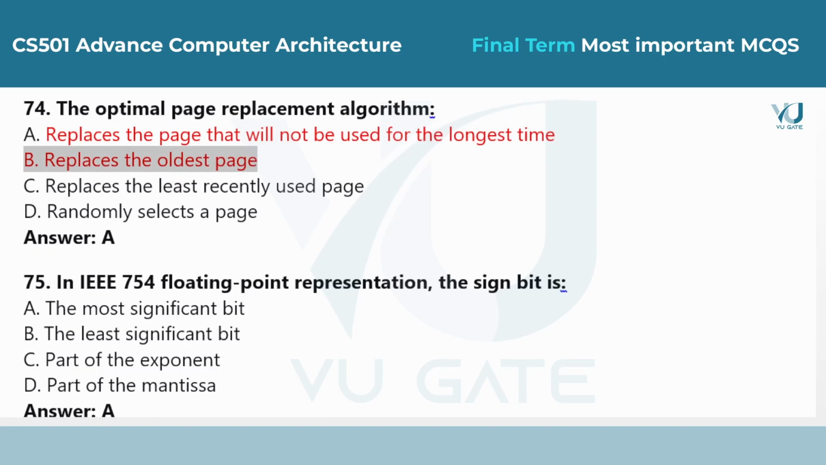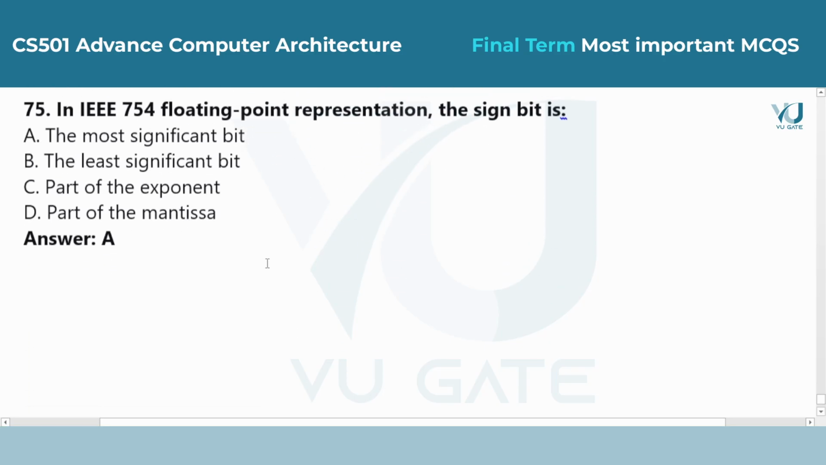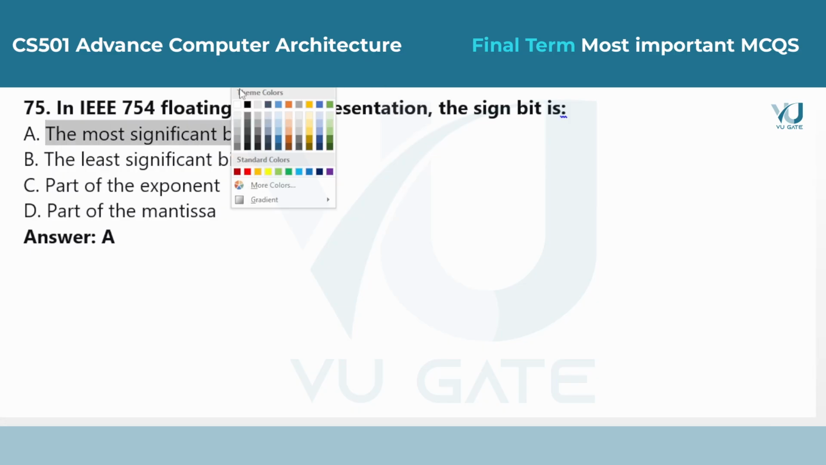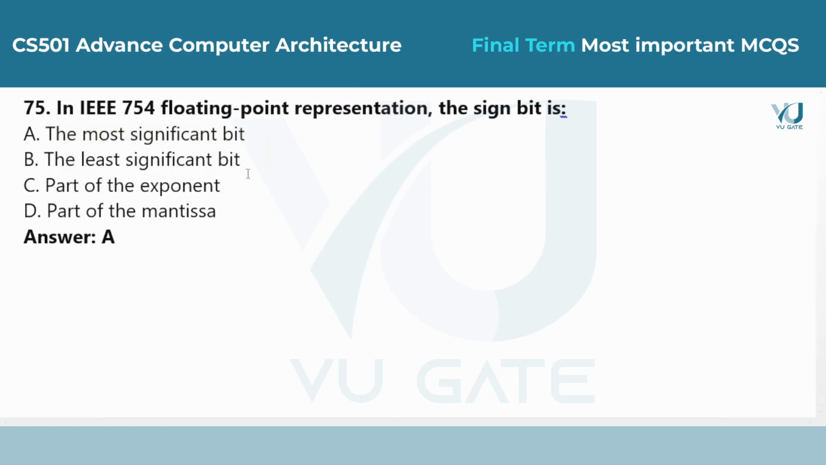75. Question: in IEEE 754 floating point representation, the sign bit is? Answer: A. The most significant bit. Concept: it is always the first bit, leftmost, where 0 represents a positive number and 1 represents a negative number.